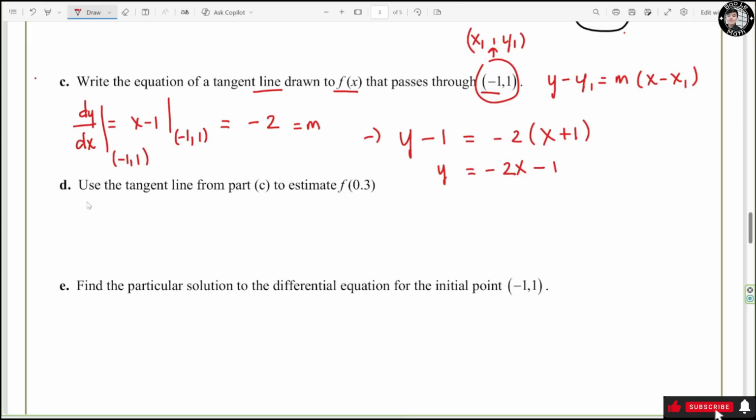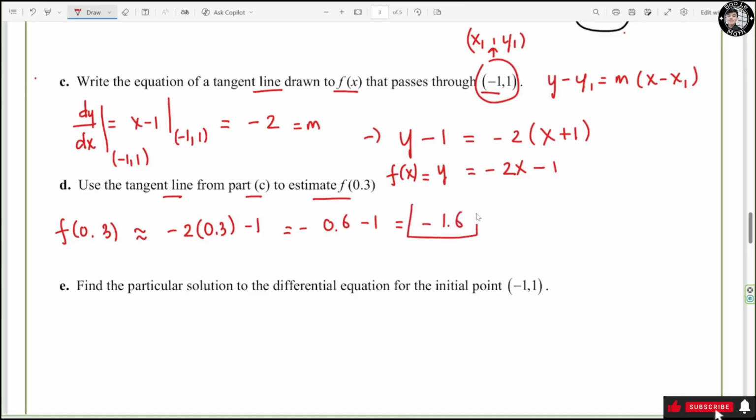Question D. Use the tangent line from part C to estimate f of 0.3. So you have this guy actually f of s, right? So you have f of 0.3 is approximately -2 times 0.3 minus 1. So it will be -0.6 minus 1 is going to be -1.6, right?